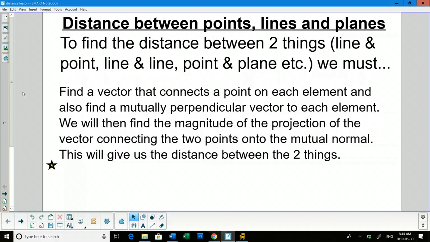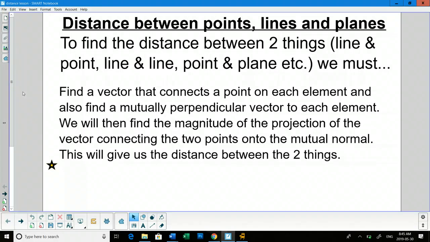So the idea is that if we can find a mutually perpendicular vector to each element, of course a vector can't be perpendicular to a point, but if it's a point and a line or a point and a plane, I want a normal vector to that line or plane. If it's two lines, I want a vector that's mutually perpendicular to both of those things. And then we'll find the magnitude of the projection of a vector connecting two points onto that mutual normal.